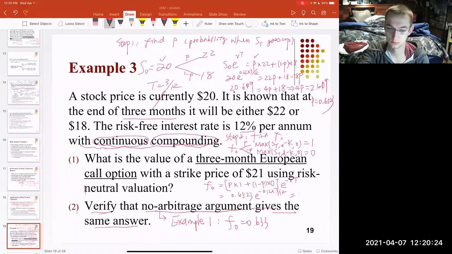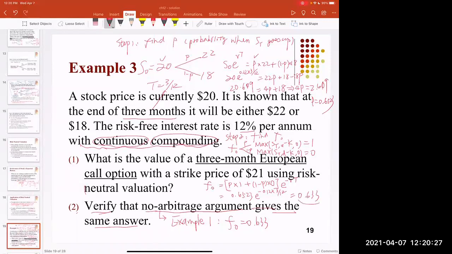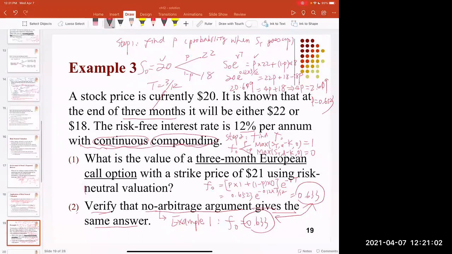$0.633. Oh, that's good. Yes, exactly the same, right? So you see these two are exactly the same. No matter whether you use approach 1 or approach 2, you should get the same answer. In your assignment, you're going to see a similar question, which asks you to use either the no arbitrage argument or risk neutral valuation to find the value of the option and compare the answers, and you should get the same answer. If you didn't get the same answer, there must be something wrong, so you need to double check. Okay.